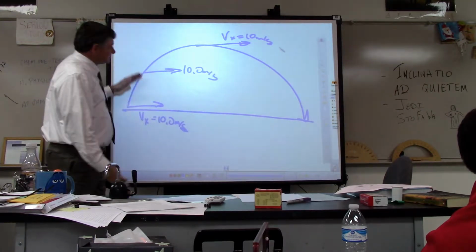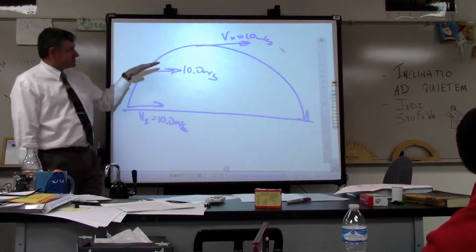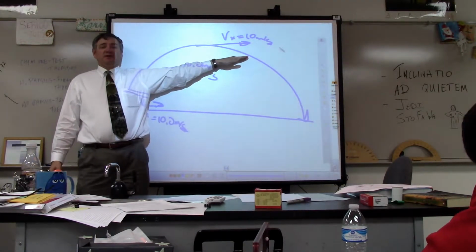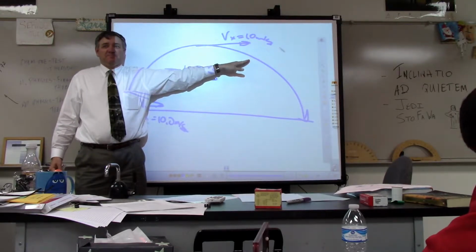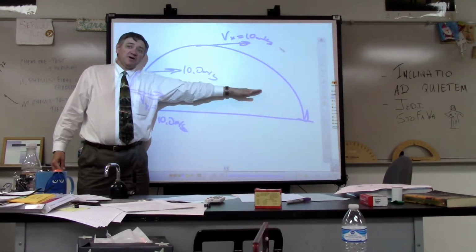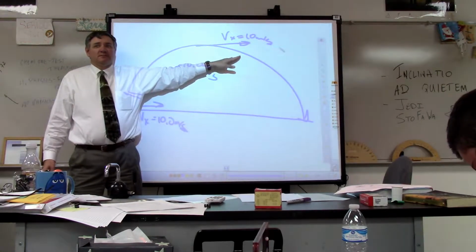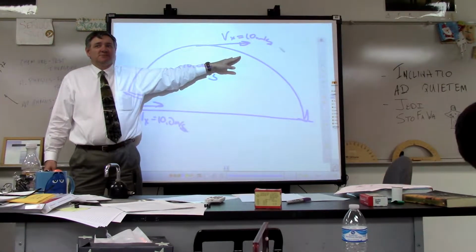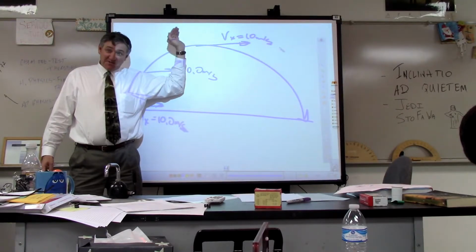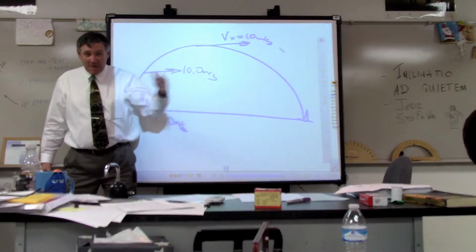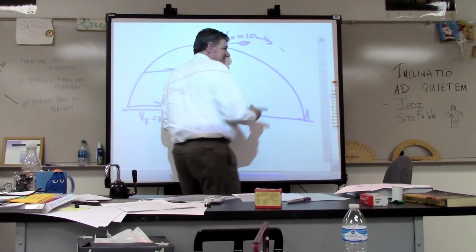So once it starts to fall down, what happens to these horizontal velocity vectors? Sam. Once it starts on the way down, what happens to my Vx? Nothing. Nothing, because we said the Vx was constant, right? That's a trick question.